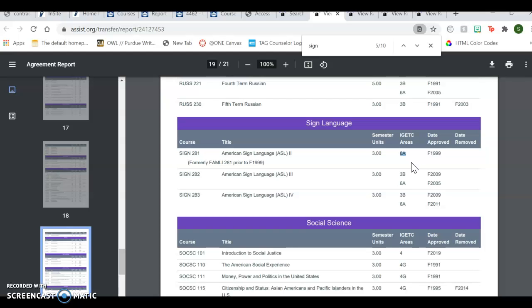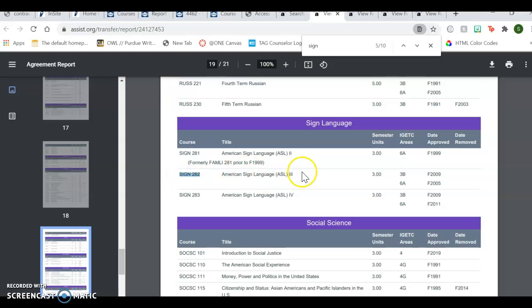So of course we don't mention sign language in our IGETC, but it is a permissible course to meet the foreign language requirement for the UCs. So you were reading that right on the UC website. Assist is another place you can see that the specific sign language course that I am taking right now does meet that area. Now remember, I took sign 280 in the fall. That one does not meet 6A. It's got to be this 281 that I'm currently in.